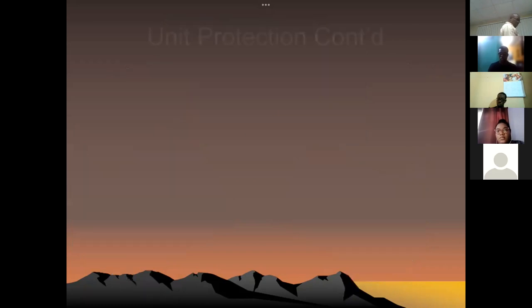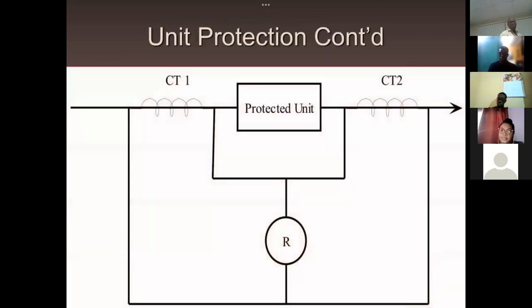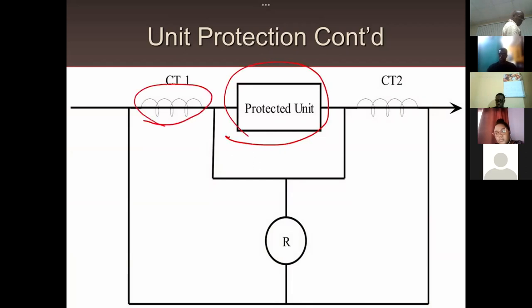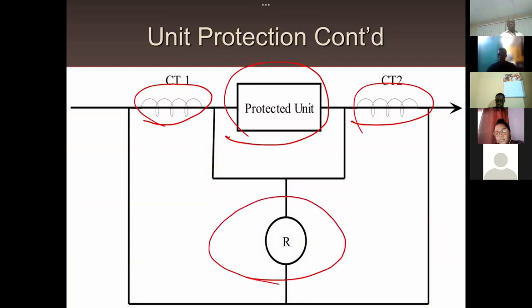All right. Okay, so those are some of the key considerations for your unit protection. And what we have here is a basic outline of what unit protection looks like. So here we have the protected unit. We have two CTs on either side, and then we have your relay. So that represents your relay. All right, so it's the basic setup of your unit protection.